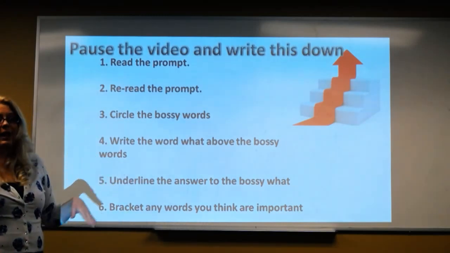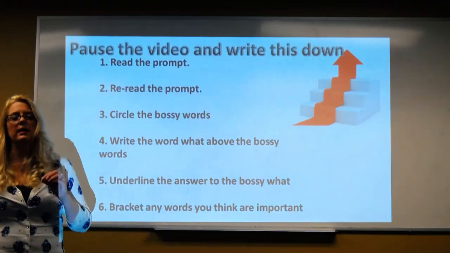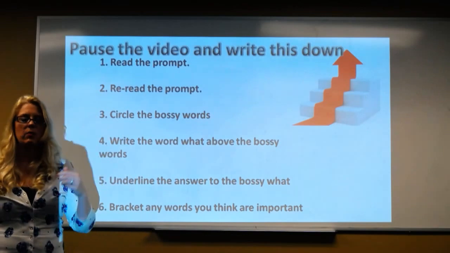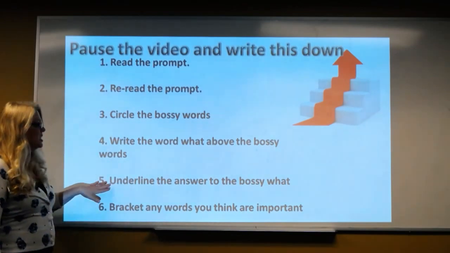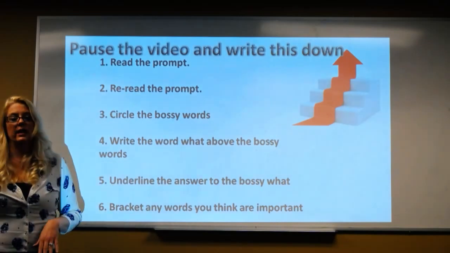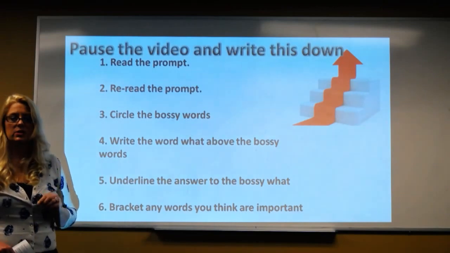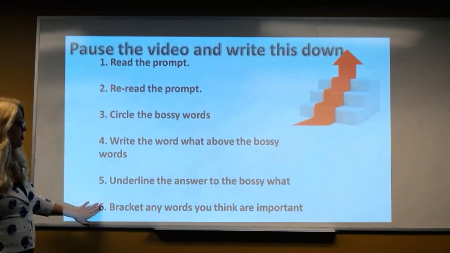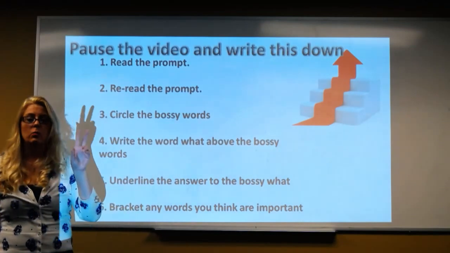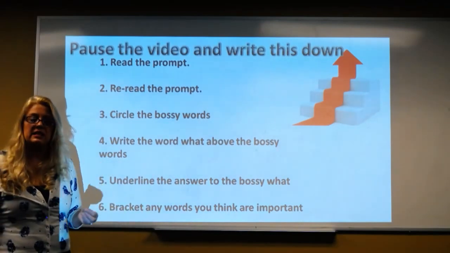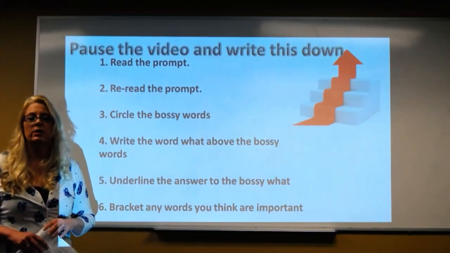Number 4, write the word what or a question mark above the bossy words. This reminds us to answer that question. What do they want us to include? What do they want us to write? Number 5 is underline the answer to the bossy what. What do they want us to write? Underline that answer. Number 6 is bracket any words you think are important. Words that give us details, number words, things that have information that we want to include in our prompt.